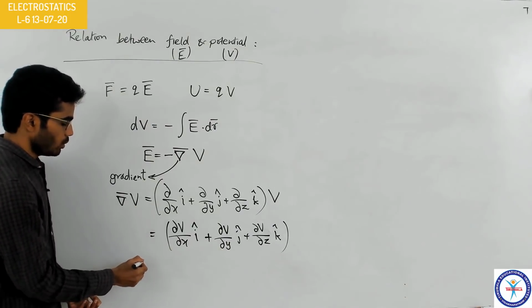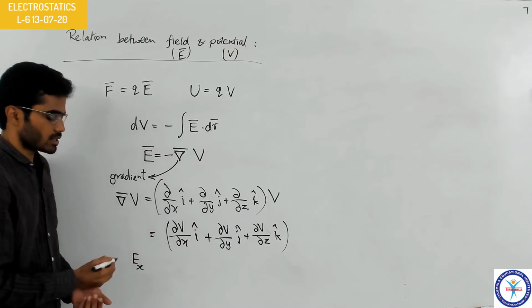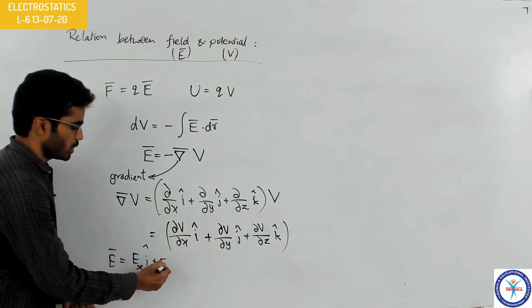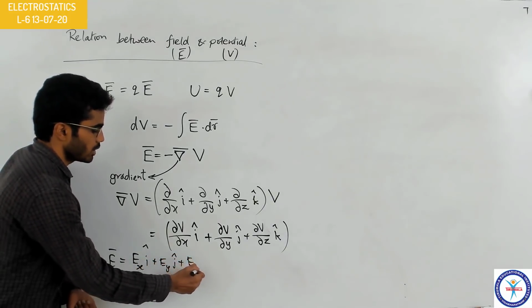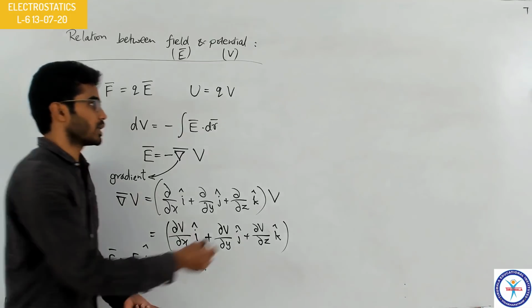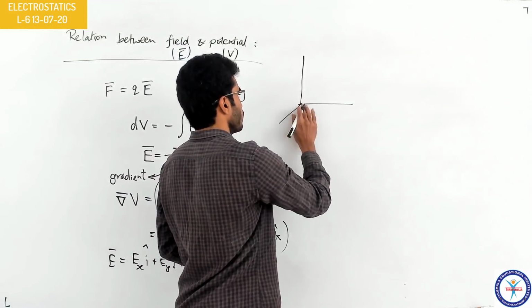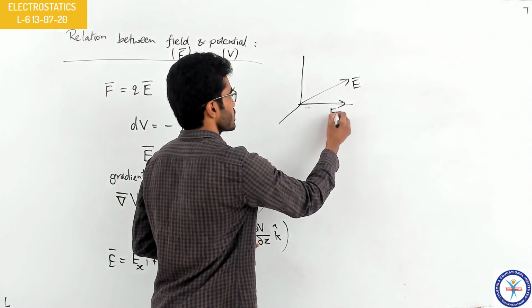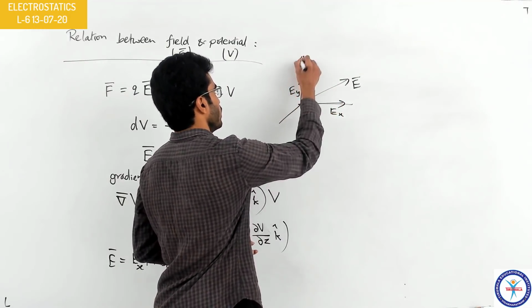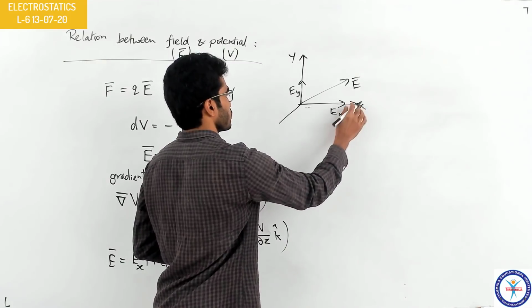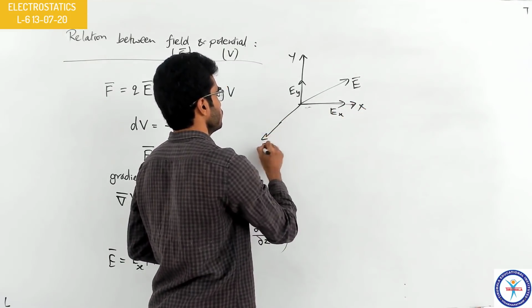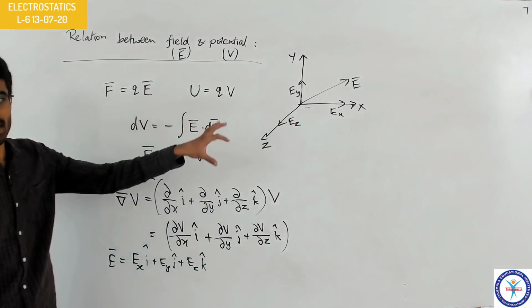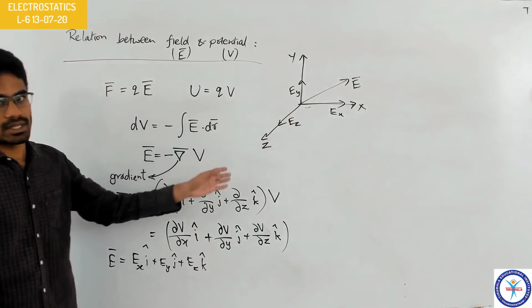So now if you want to calculate Ex, you can expand this also. See, E bar is equal to Ex i cap plus Ey j cap plus Ez k cap. That means the electric field is a vector, right? So if you draw in 3D, a field vector E bar has three components. One is Ex, the other one Ey. These are the X, Y, Z axes. Now there is another component Ez. So E bar is expressed as the resultant of these three components Ex, Ey, Ez.